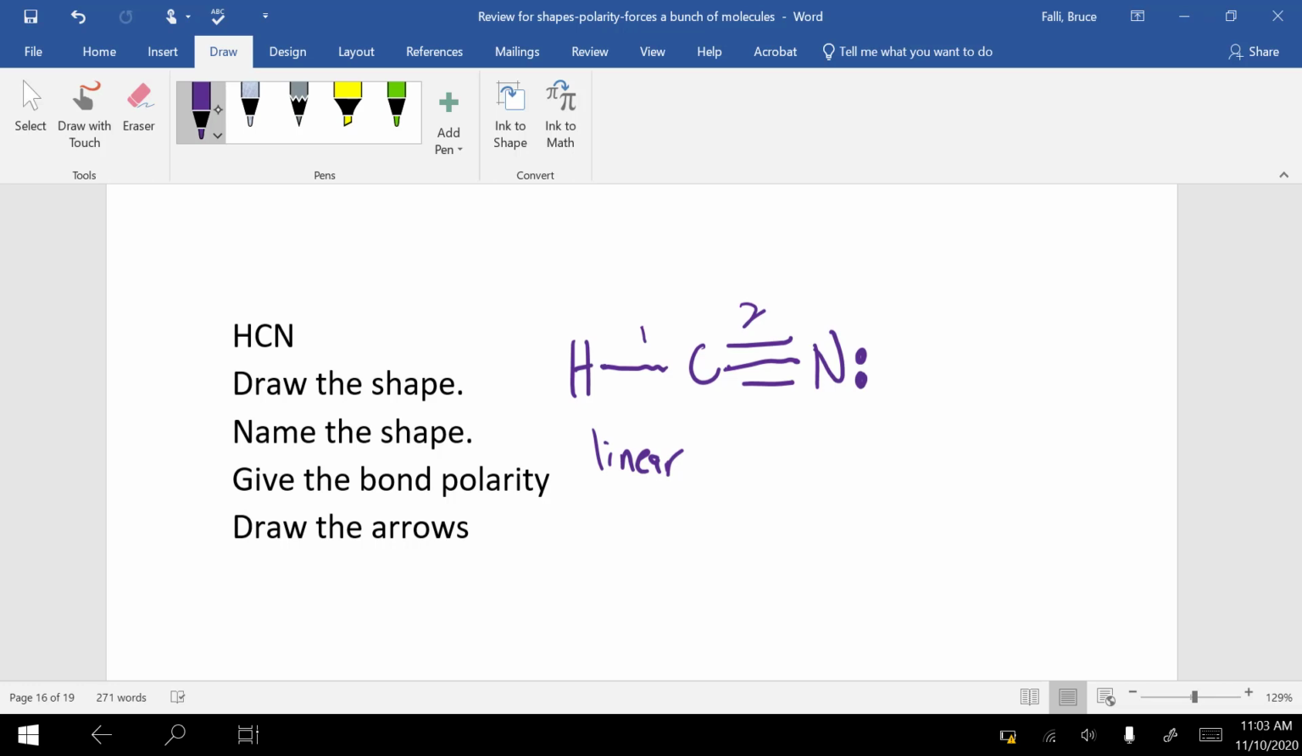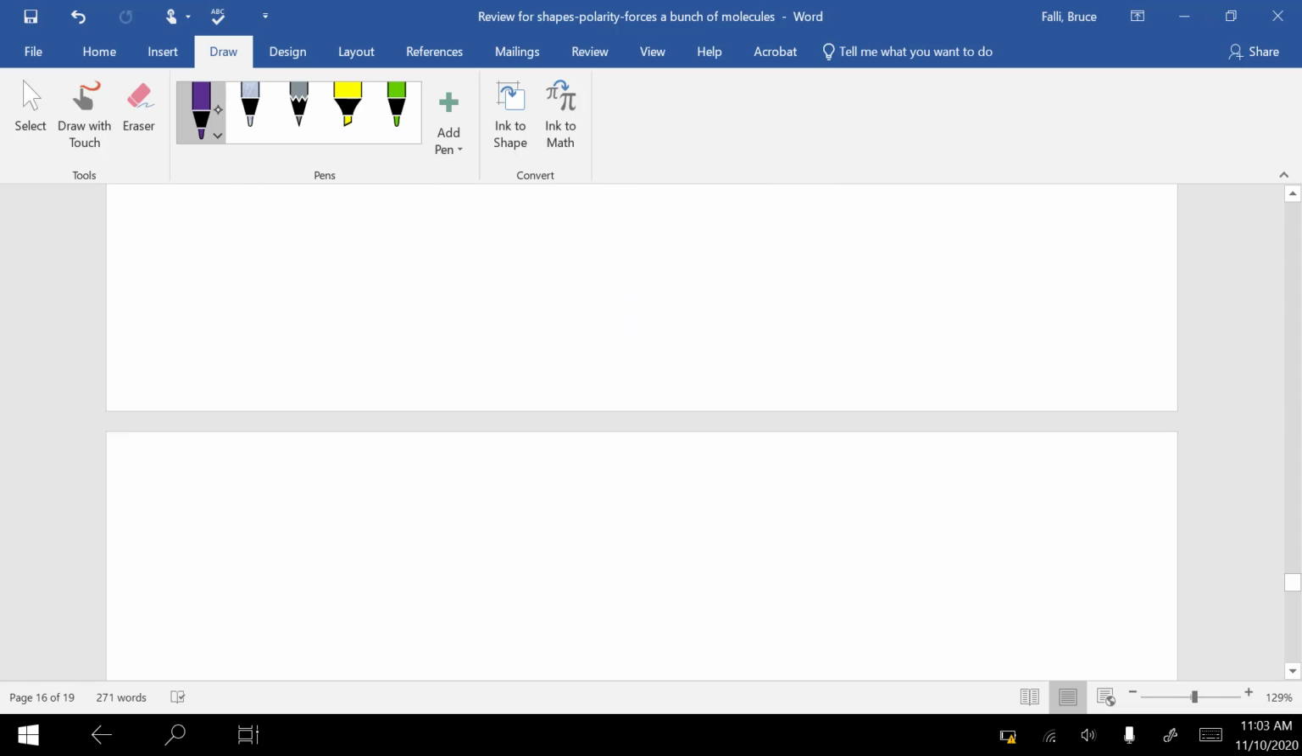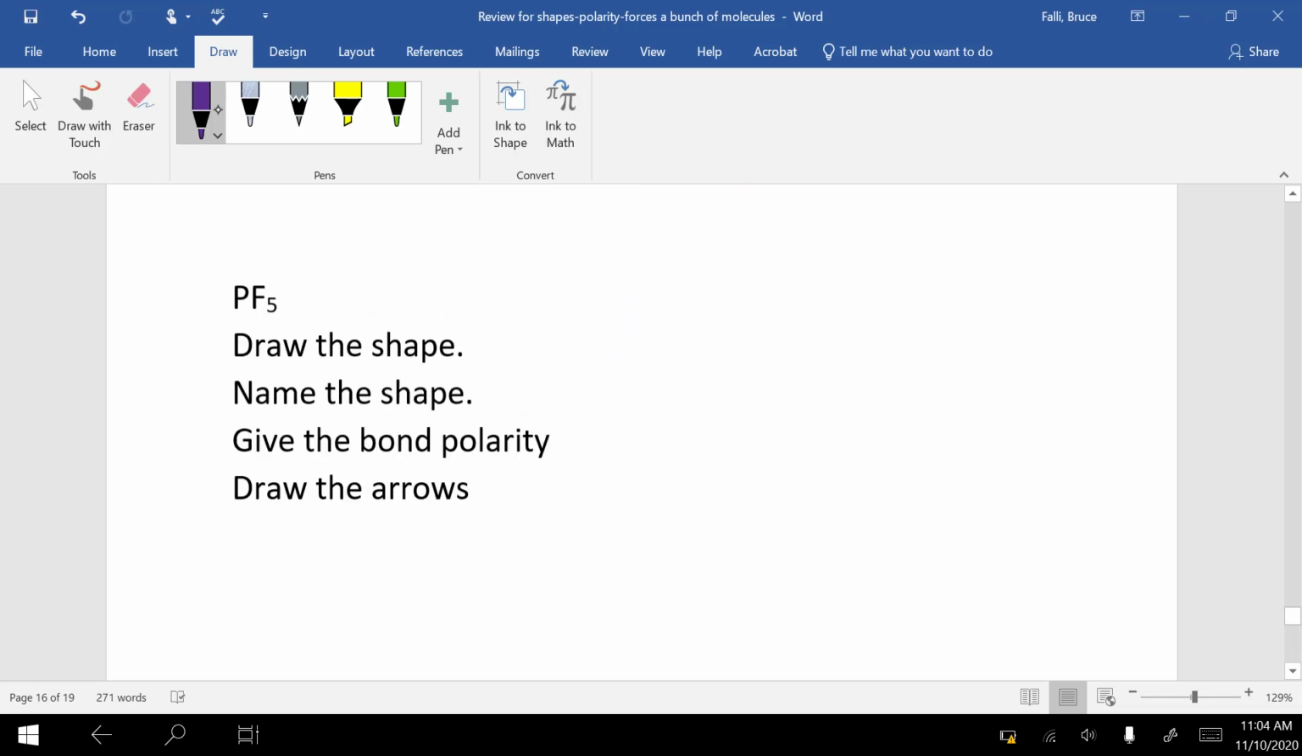Bond polarity, C to N is polar. C to H is nonpolar. Remember I told you to memorize C to H is nonpolar? That's a wise thing, my friend. Very wise. I think that's it. Oh, no, I got one more.